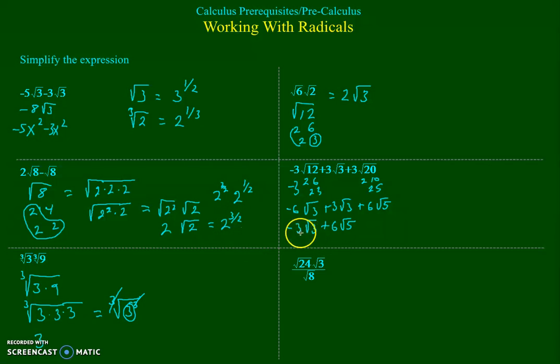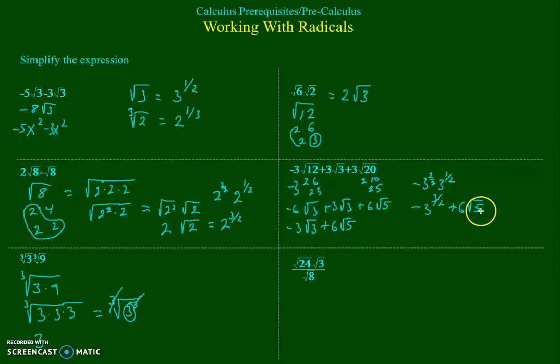Same thing over here. We have negative 3 to the 2 halves times 3 to the 1 half power, and negative 3 to the 2 halves times 3 to the 1 half is negative 3 to the 3 halves power, and then we just add this piece in, plus 6 square roots of 5.